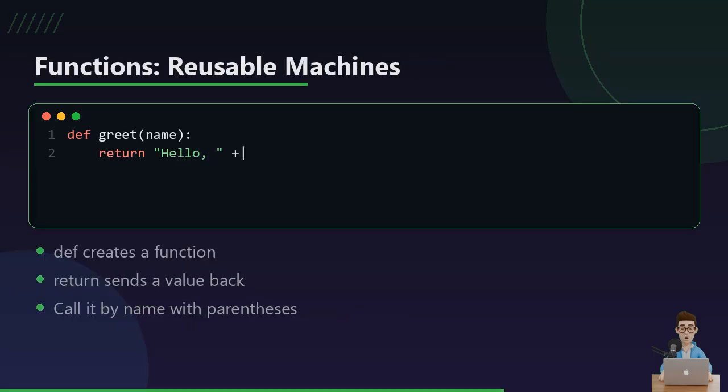A function is a little machine you build once and use over and over. You feed it an ingredient, here that is name, and it hands back a finished product using return. Calling greet with Kai gives us back hello Kai. No need to rewrite that logic every time. In short, def builds the machine and calling it with parentheses turns it on.